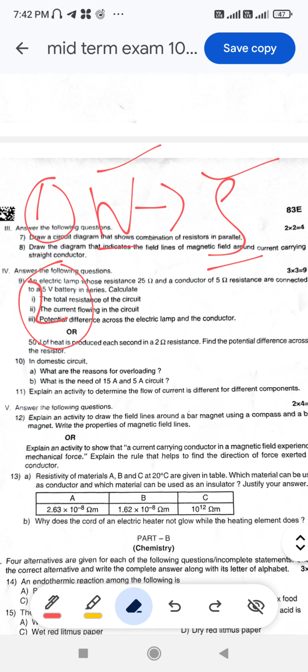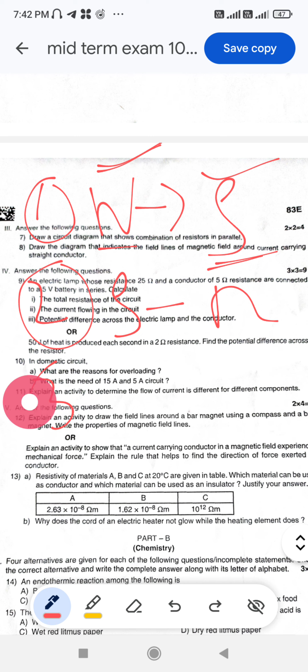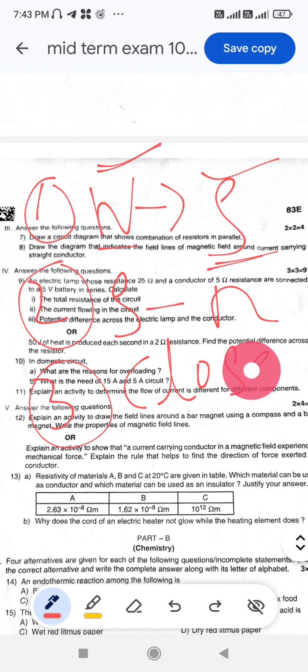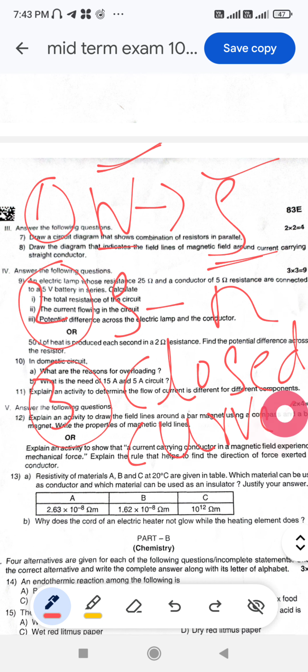So the first point is they emerge from the north pole and merge at the south pole, and inside a bar magnet the magnetic field line goes from south pole to north pole. The third point is that they are closed curves. Magnetic field lines are always closed curved lines.